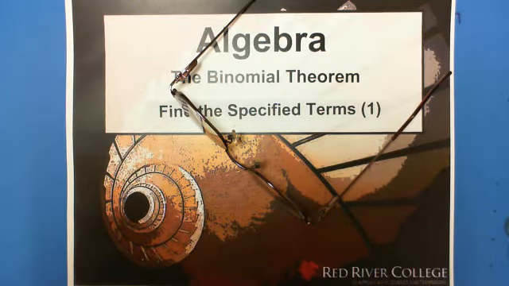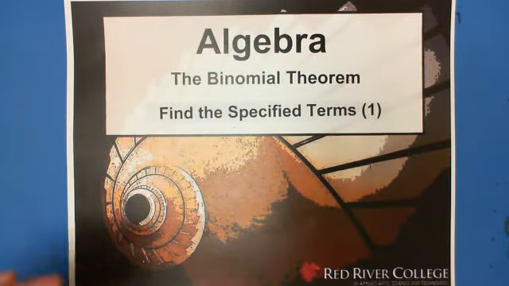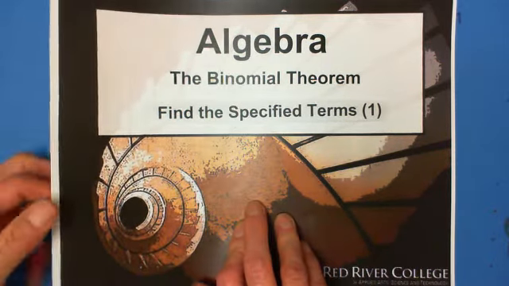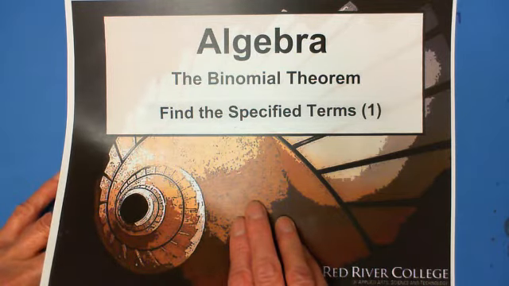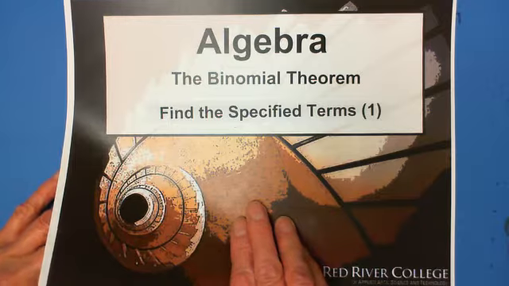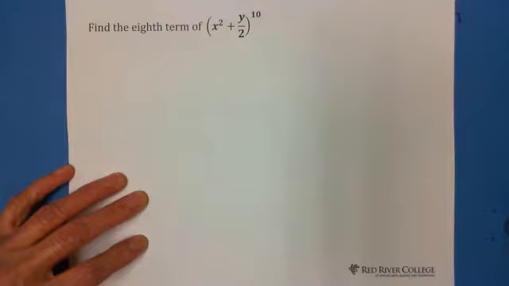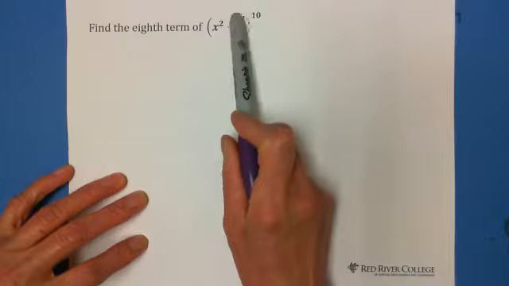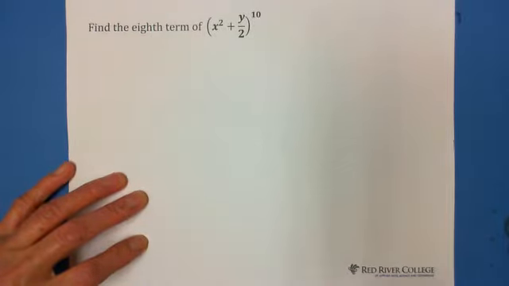Find the specified terms using the binomial theorem. When we have a binomial expansion, sometimes we don't need to find all the terms, but only specified terms. For example, find the eighth term of (x squared plus y over 2) to the 10 exponent. This is a binomial with a 10 exponent. They're looking for the eighth term.